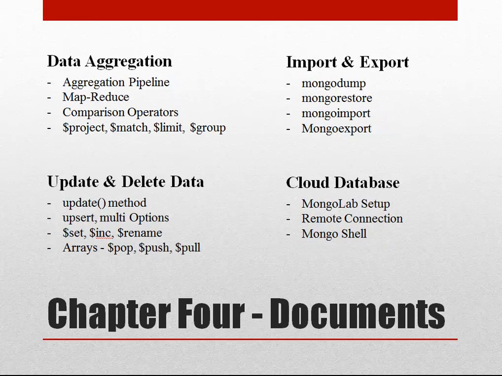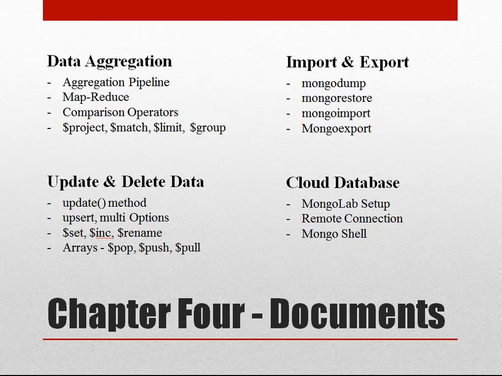So in Chapter 4, we're going to continue working with documents in the database. And when I say documents, that can be thought of as a row in a traditional database. Alright, we'll talk about aggregation. There's a few different types of aggregation. There's pipeline, MapReduce. We'll look at the comparison operators, and we'll look at the project, match, limit, and group operators, as well as others. I'll show you how to import and export databases using certain programs that come with MongoDB, and we'll learn how to update and delete data from our database.